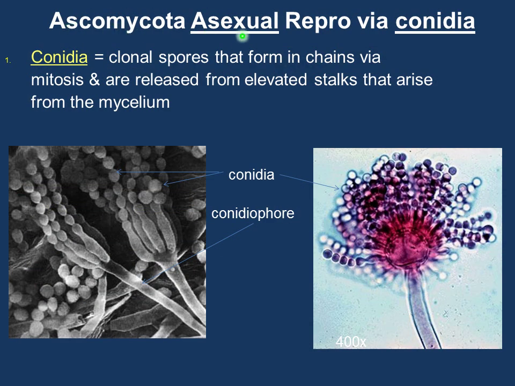Let's take a look at the asexual reproduction in conidia for the Ascomycetes. The conidia are clonal spores that form in chains via mitosis and are released from elevated stalks that arise from the mycelium. So in the left-hand picture we can see the conidia in a scanning electron micrograph. We can see the conidiophore, and then in the right-hand picture, we can see the conidia and the conidiophore in a light microscope that has been stained to show the contrast between the conidia and conidiophore.